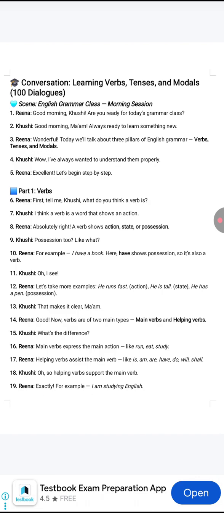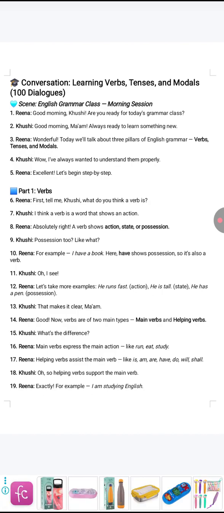Wow, I have always wanted to understand them properly. Excellent. Let's begin step by step. First, tell me, Khushi, what do you think a verb is? I think a verb is a word that shows an action. Absolutely right. A verb shows an action, state, and possession. Possession too? Like what? For example, I have a book. Here, have shows the possession. So it's also a verb.